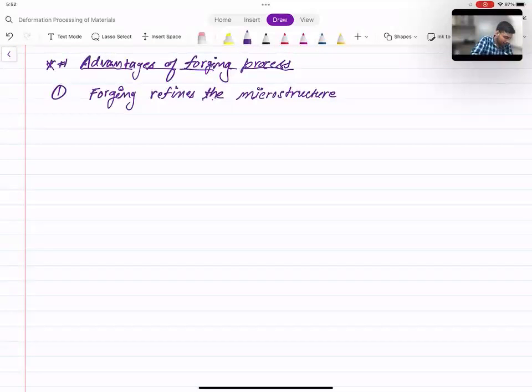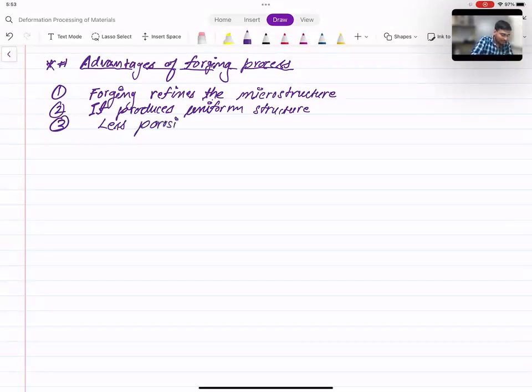It produces uniform structure. Okay. Porosity gets reduced, so less porosity is obtained, and a variety of shapes and sizes can be formed using the process of forging.